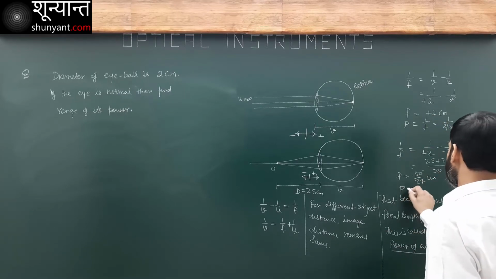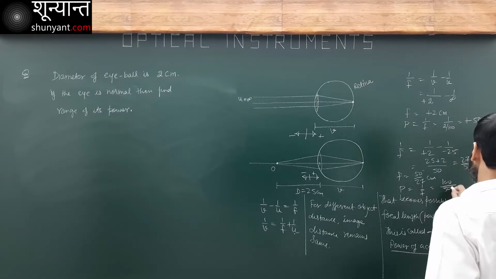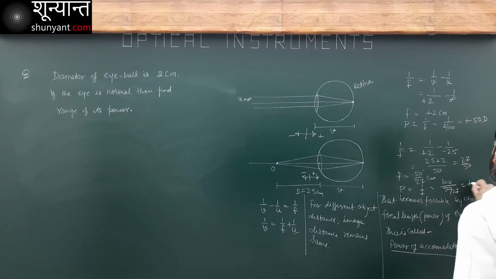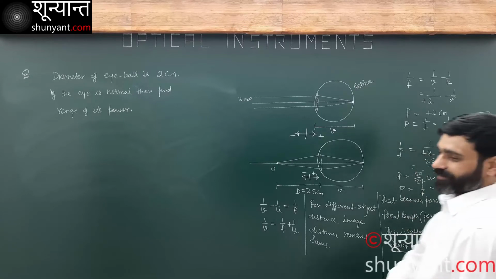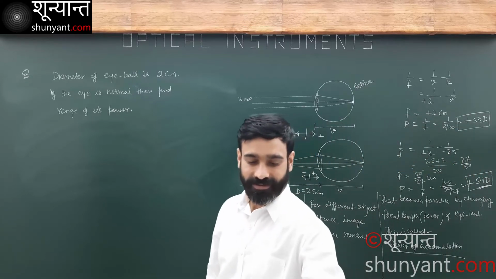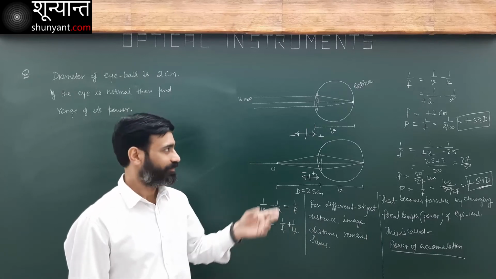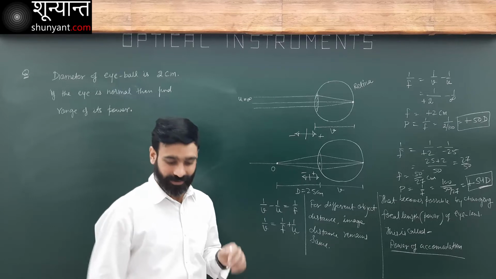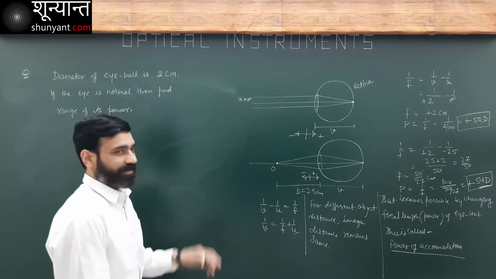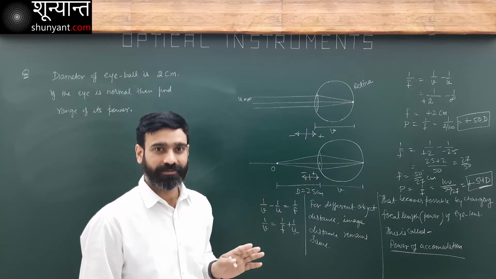Okay, what is power? Power is 1 over F. So 100 over 50 over 27. This becomes plus 54D. This is the range of the power. In this range, the power of eye changes between 50 and 50/40. Okay. Now this is for normal eye.